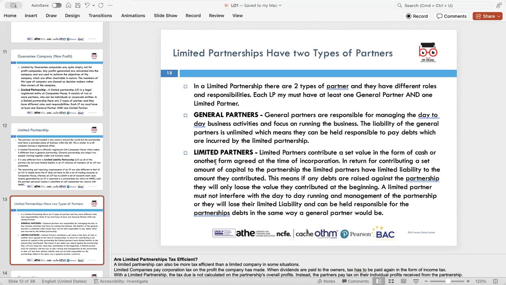On the other hand, in the case of limited partners, they make a contribution of a predetermined value, which may be in the form of cash or another form that is agreed upon throughout the incorporation process.